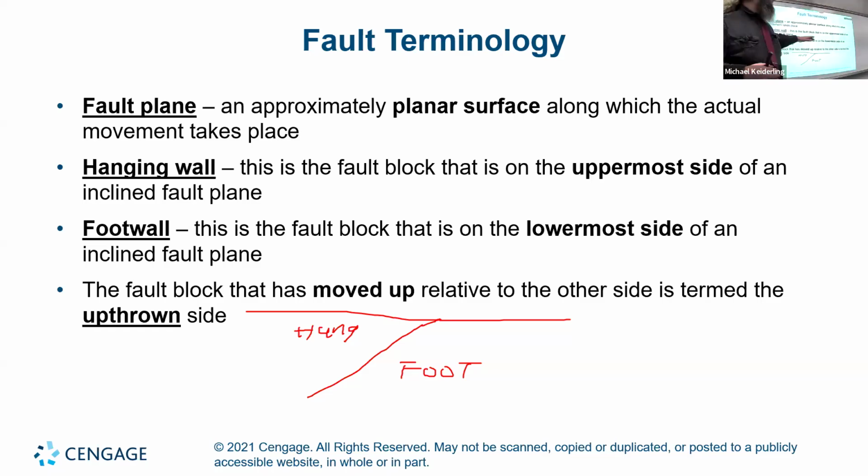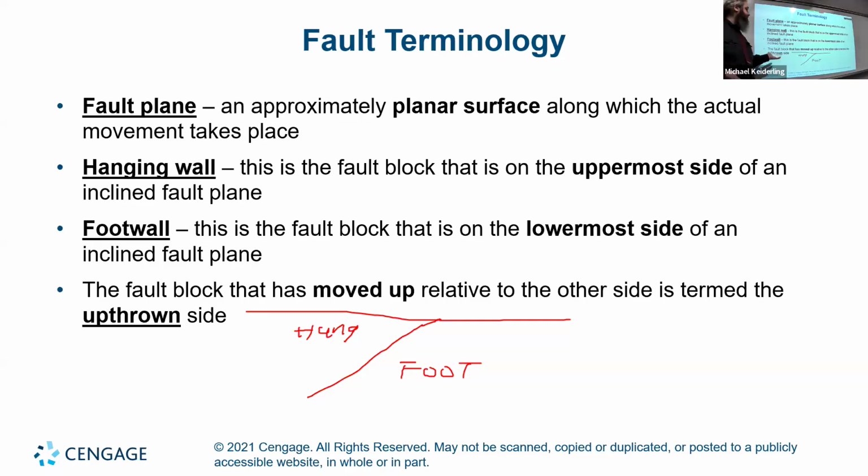Because the fault plane is rarely perfectly vertical, it's usually at some angle. The hanging wall is the side that's on the top of the fault plane. The footwall is the one that's on the bottom. Because when you make a mine running along the fault plane, the hanging wall is where you hang stuff, and the footwall is where you stand. Okay? So this all comes from mining.